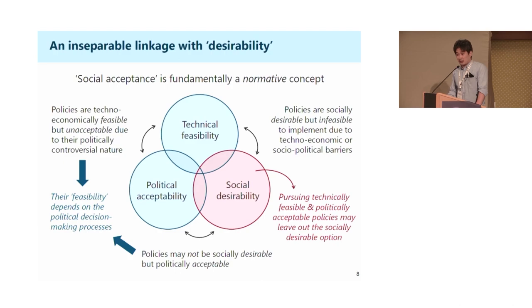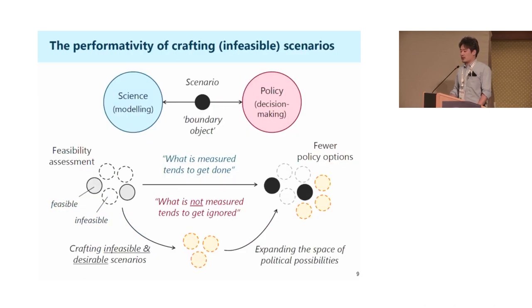But it's also important to think about how feasibility is inseparably linked with desirability. It is very difficult to separate the socio-political dimension of feasibility from desirability, because after all, social acceptance is fundamentally about norms and concepts, and looking deeper into feasibility actually somehow singles out more socially desirable options. And this comes to the question about the performativity of creating feasibility scenarios.